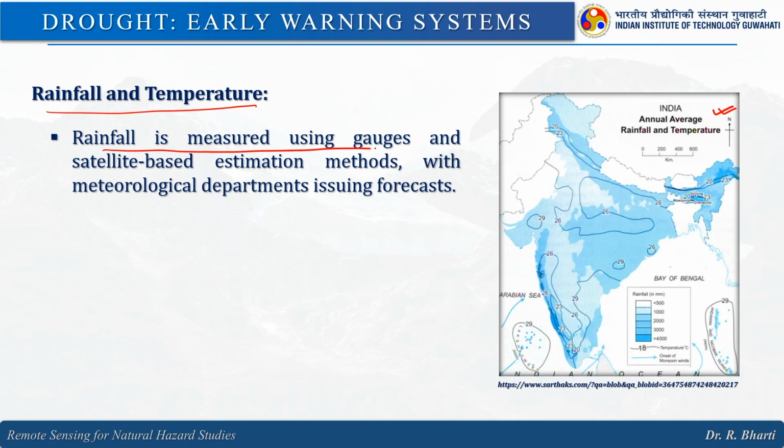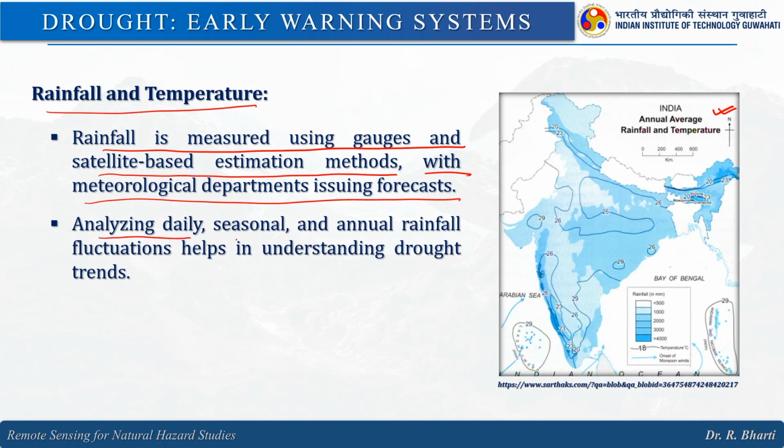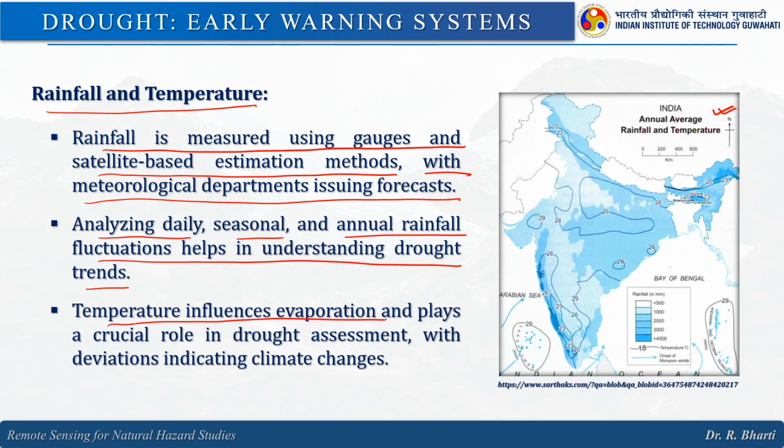Rainfall is measured using gauges and satellite based estimation methods, with the meteorological department issuing forecasts. Analyzing daily, seasonal and annual rainfall fluctuation helps in understanding drought trends. Temperature influences evaporation and plays a crucial role in drought assessment, with deviation indicating climate change. So, we have to keep checking the area's parameters, how the area is moving towards drought, because this takes time to develop, right.